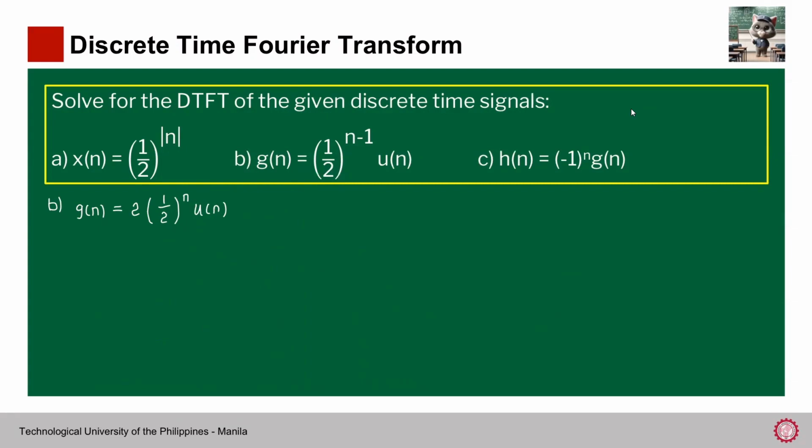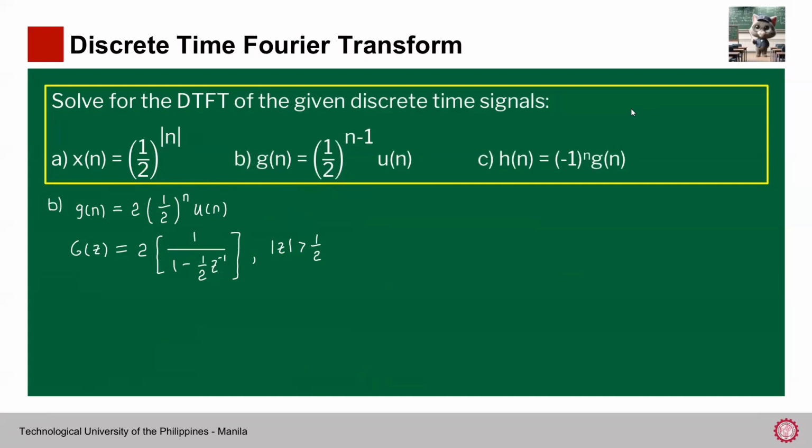So how do we answer this? We have 2 times the quantity 1/2 raised to n, u of n. Definitely, this is a right-sided signal. If we get the Z transform of this, G of Z is 2 times 1 over 1 minus 1/2 Z raised to negative 1. What will be the ROC? Mod of Z is greater than 1/2, and this includes the unit circle, since the ROC is from 1/2 to infinity, so 1 is included.